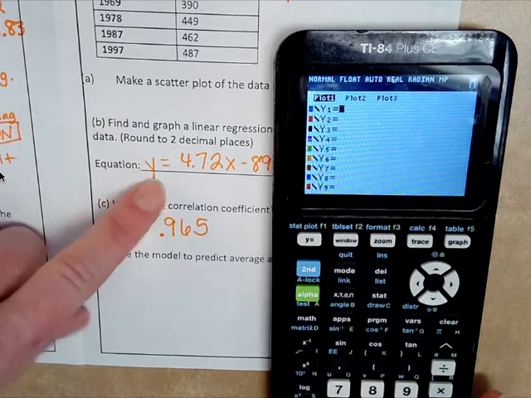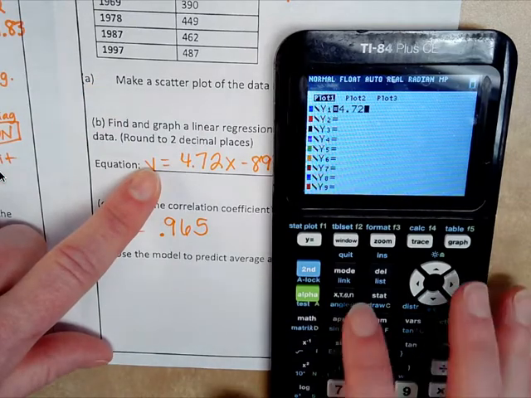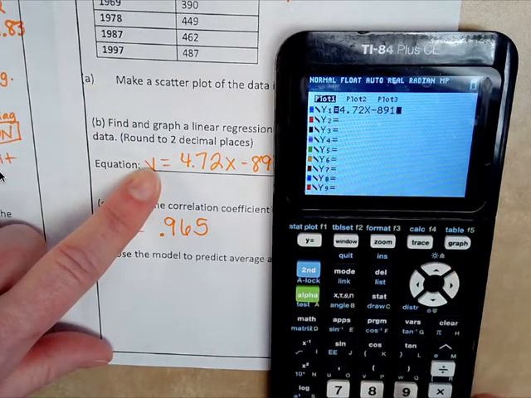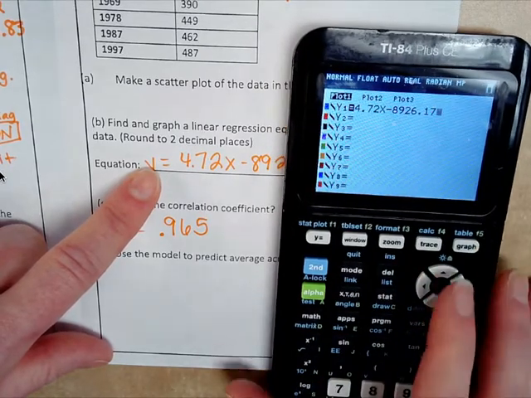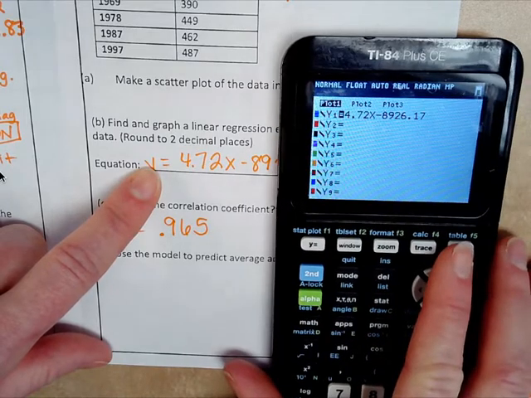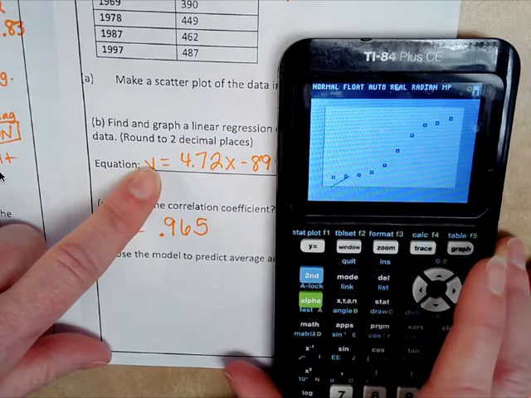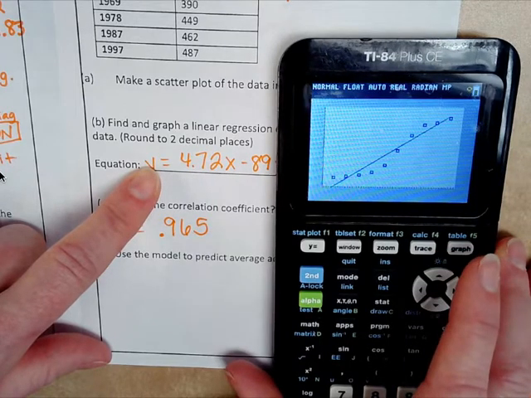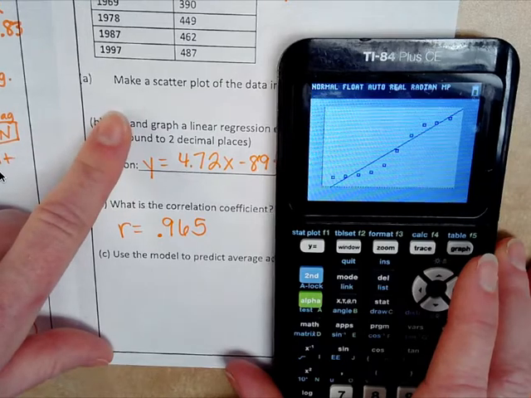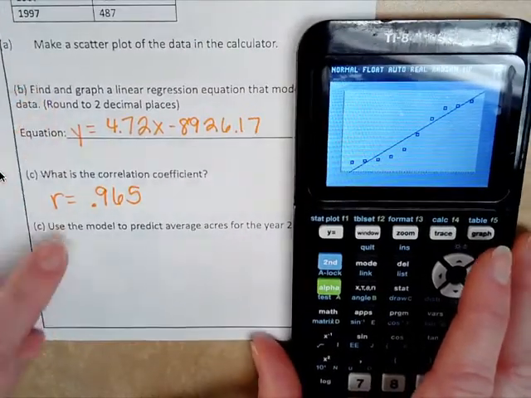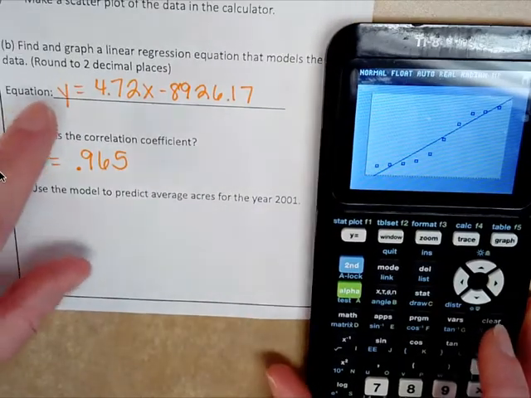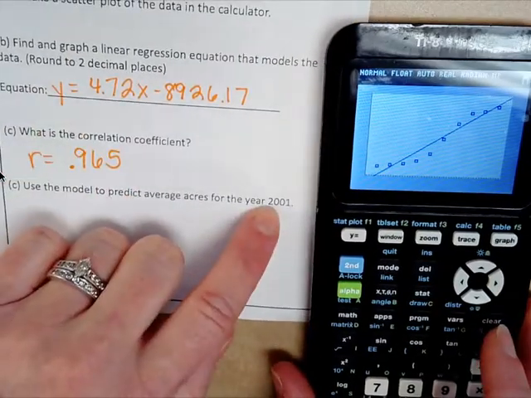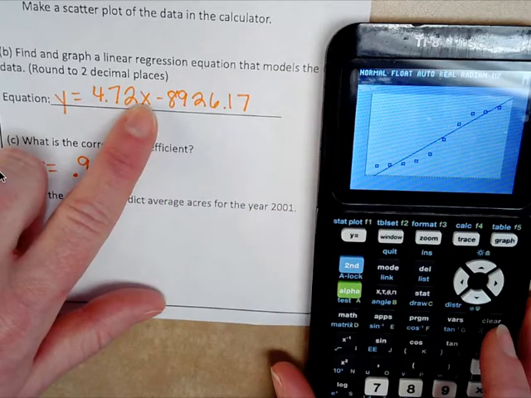Then put in the equation to y equals. This is how you put the line on there. You put the equation in y equals and then hit graph again. So we didn't actually have to make a scatter plot on this one. The next question is use the model to predict the average. So we could either do the table and go down to 2001 or plug in 2001 for X.